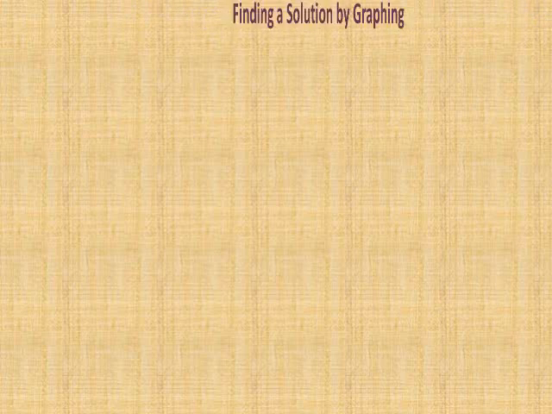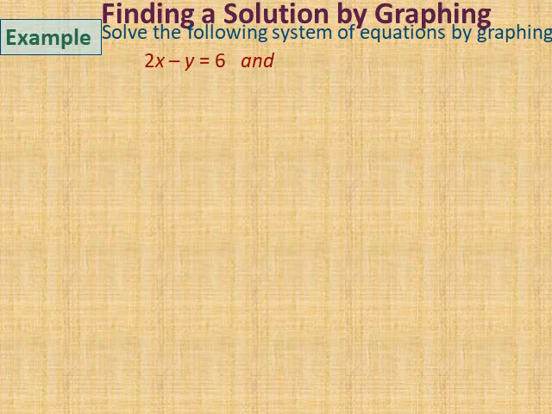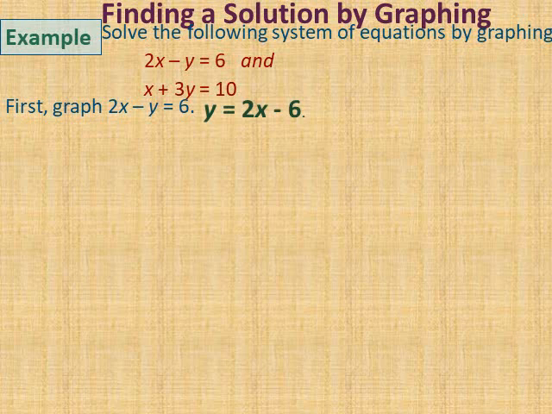Let's have another example. Solve the two equations: 2x minus y equals 6 and x plus 3y equals 10. First, start with the first equation, 2x minus y equals 6, and rewrite it as y equals 2x minus 6. I'm going to move y to the other side and 6 to the left side.